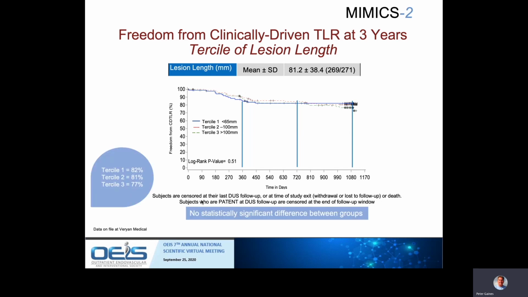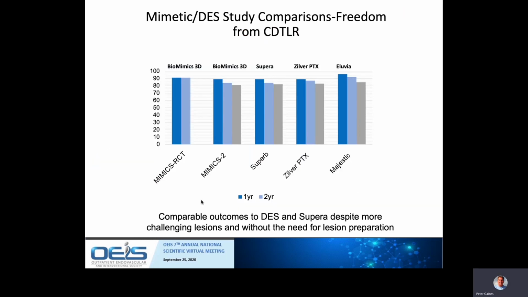The anti-proliferative effect of elevating raw shear stress is compared on this slide against paclitaxel-eluting stents, and it can be seen that the outcomes are indeed comparable. The data have also been compared to Supera. Again, outcomes are comparable despite more challenging lesions and without the need for aggressive, extensive lesion preparation.